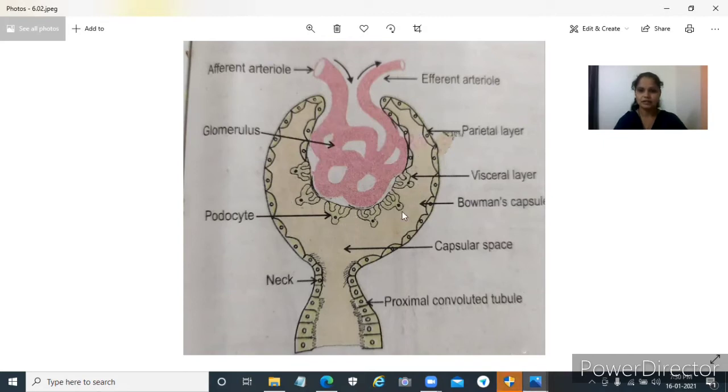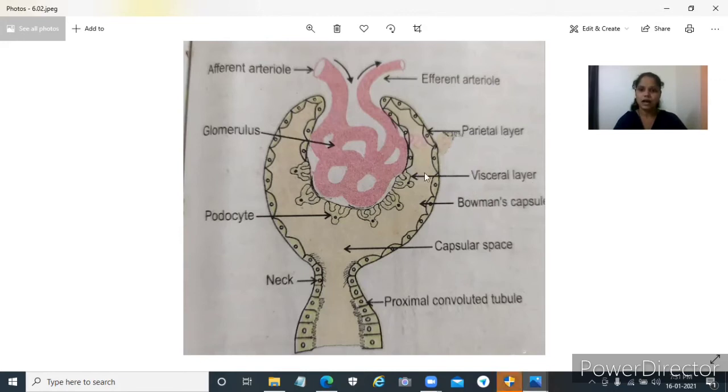Next part, that's a Bowman's capsule. Bowman's capsule is made up of a double layer. This one is an outer layer. This one is the innermost layer. This outer layer is called parietal layer or the parietal wall, while the inner layer is called the visceral layer or the visceral wall.